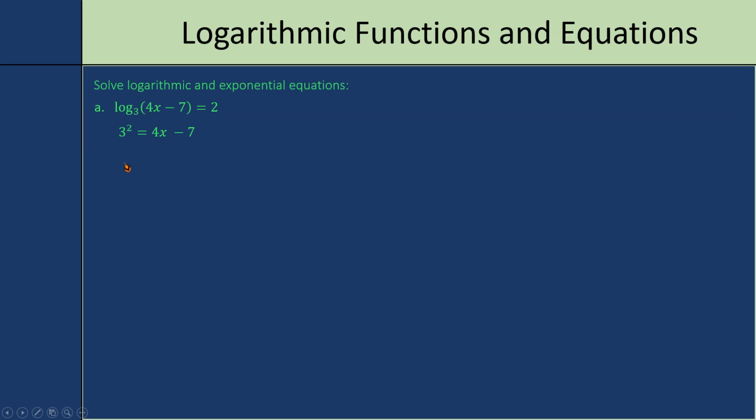3 to the second power is 9. 9 is equal to that. And then you can solve that equation easily now, right? See? All right. Another one, you have x with your log. Every time you have x with log, you can't do it. You have to switch to exponential.